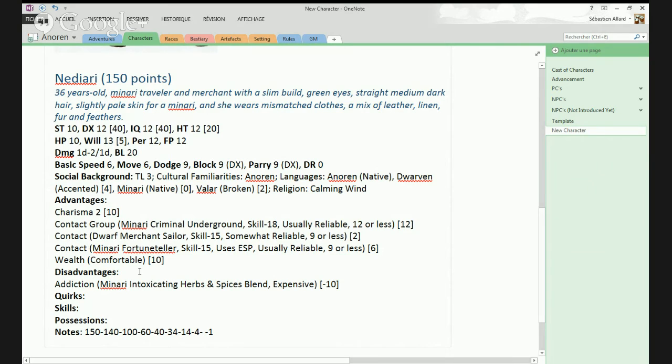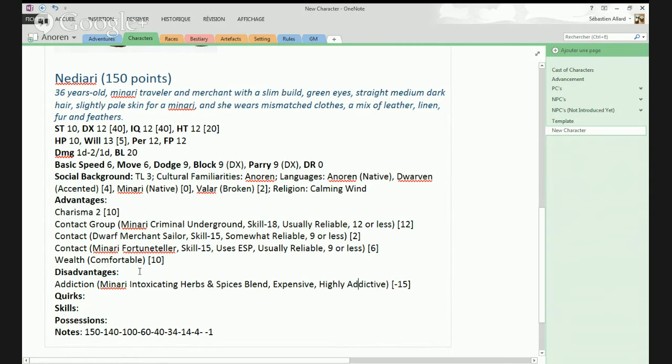So is it incapacitating or hallucinogenic? No, I don't see it as crippling the character. Or maybe, is it highly addictive? Is it totally addictive? No, I'm gonna say it's highly addictive. Highly addictive brings the cost down by another 5 points.